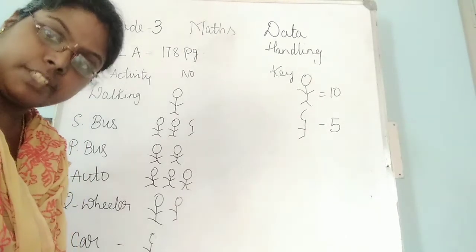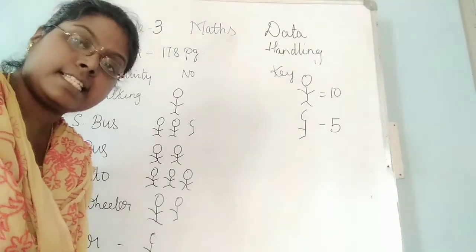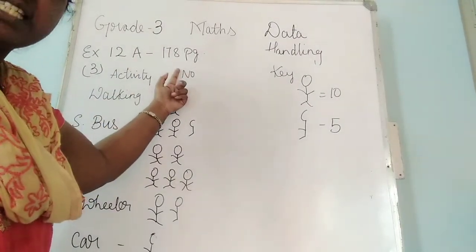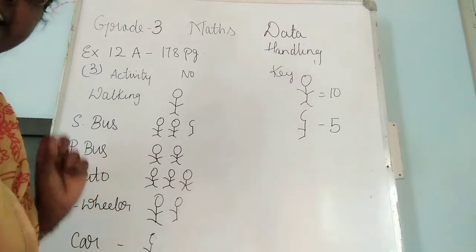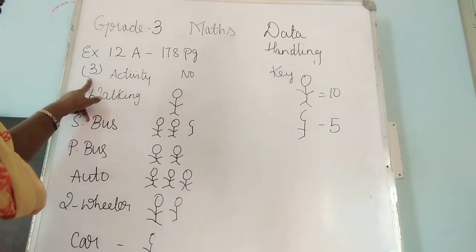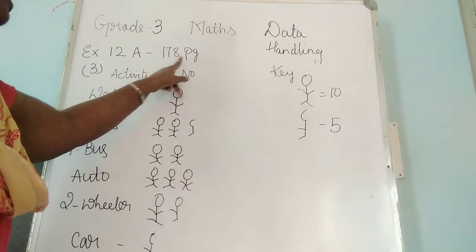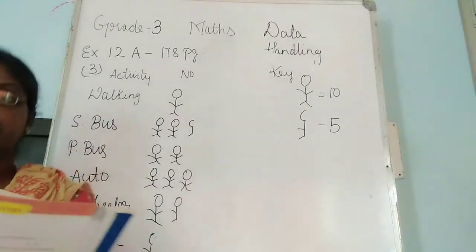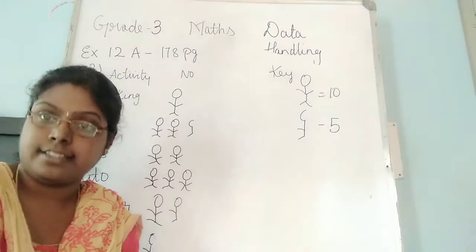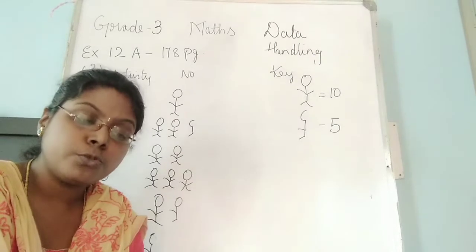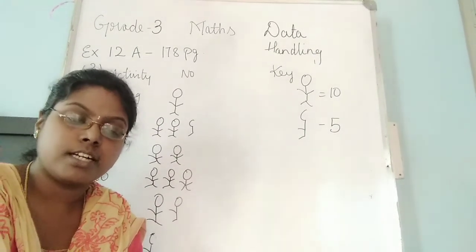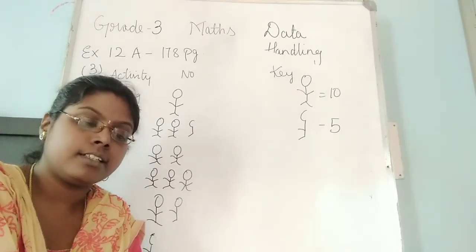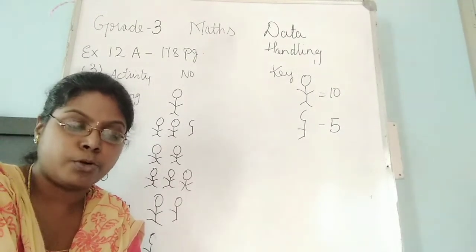In today's recorded video, we are going to solve the exercise problem, exercise 12A, page number 178. We are going to solve the third problem. Let me read the question for you. The students of class 3 were asked about how they came to school. Complete the table by filling in the number of students using each mode of transport.